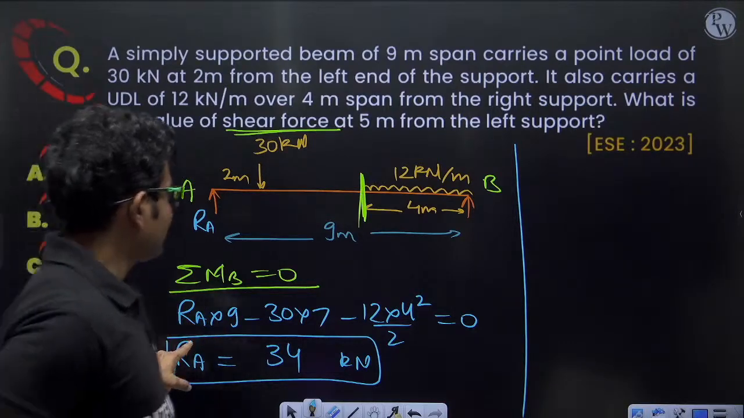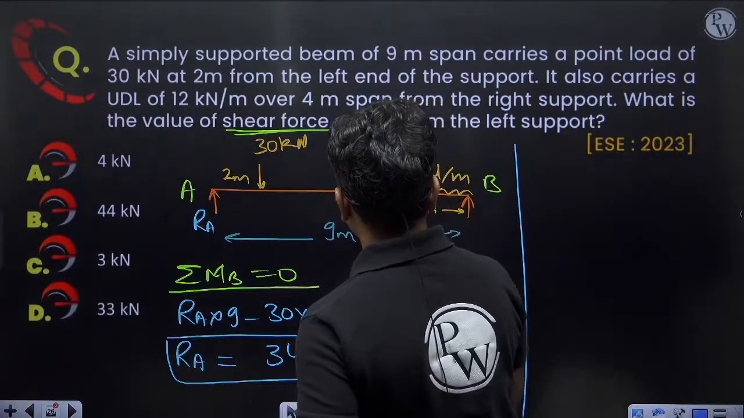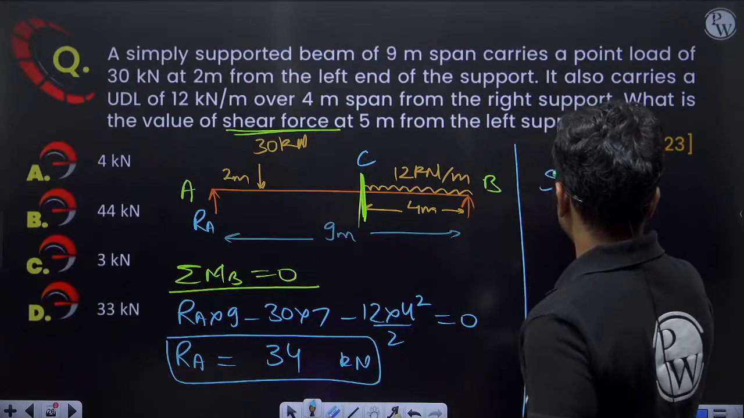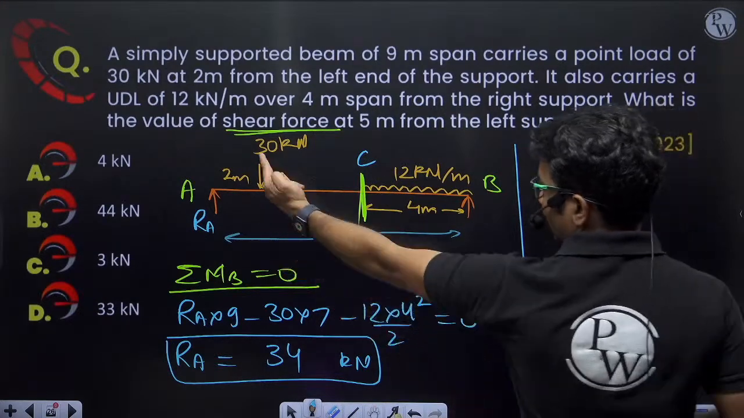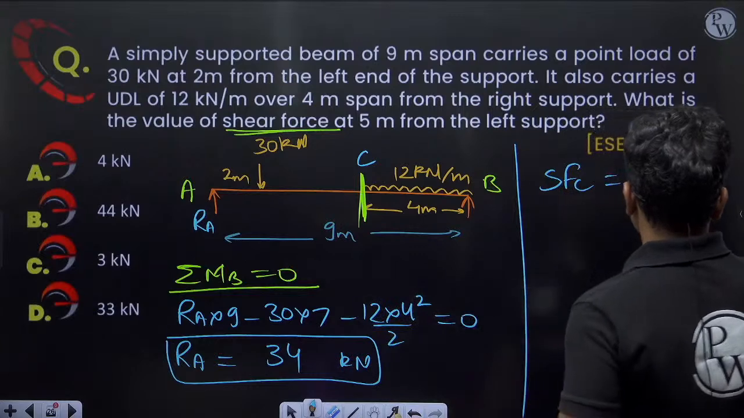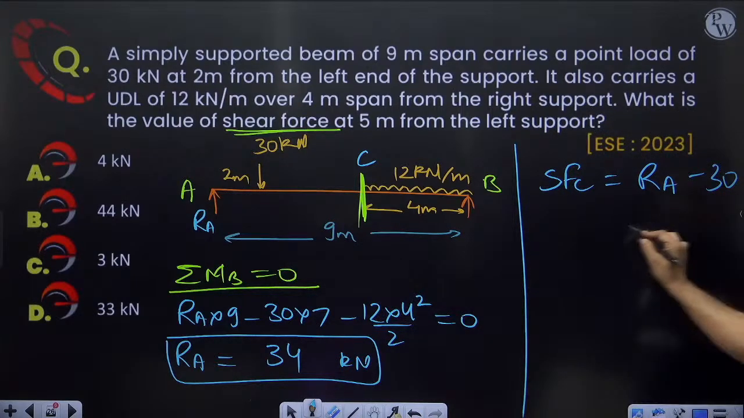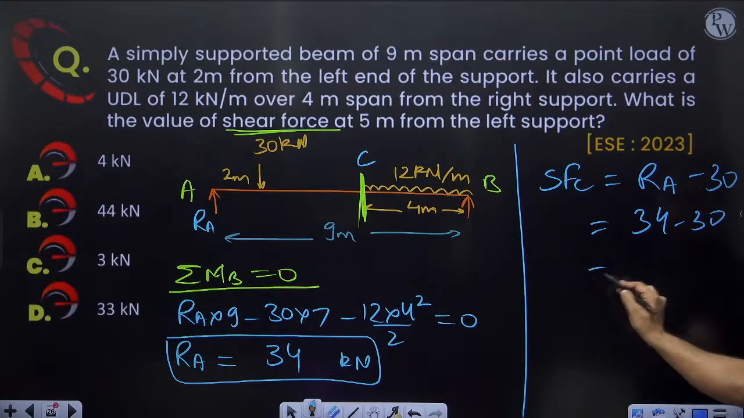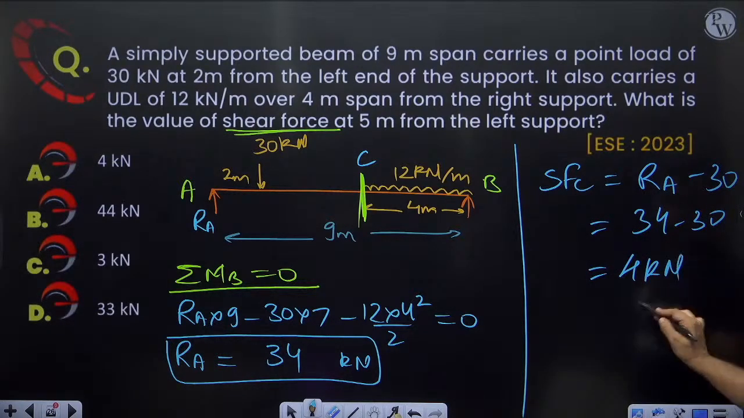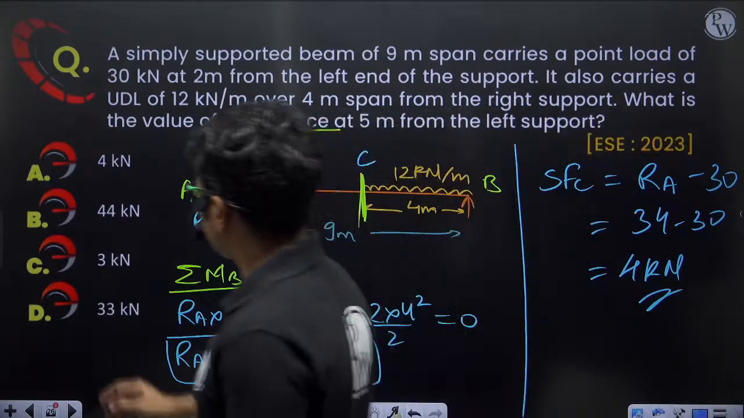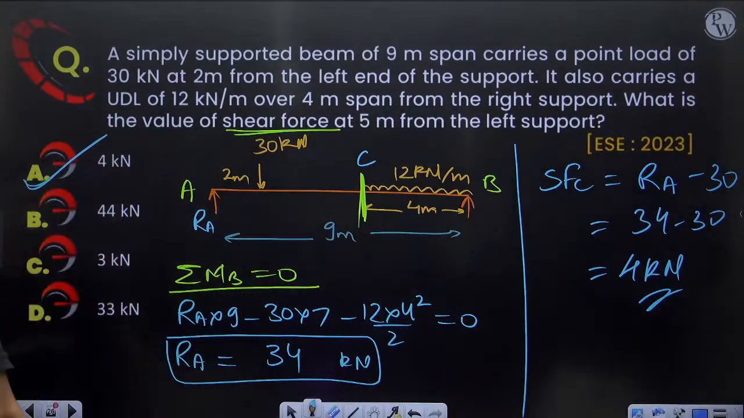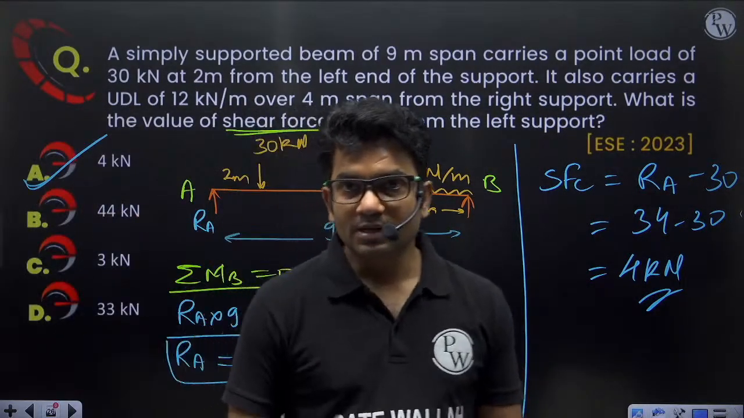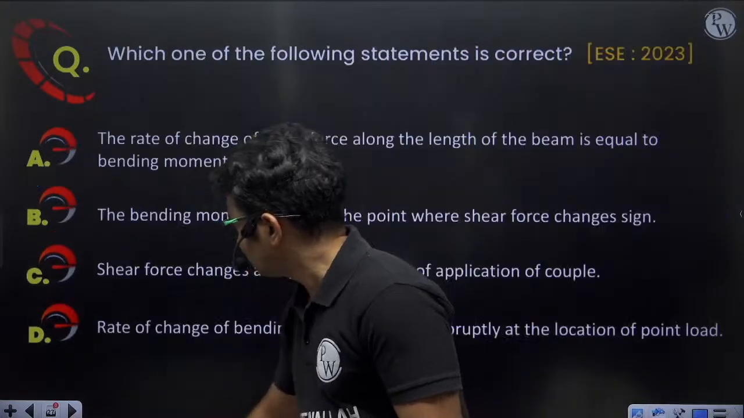This is RA. Now shear force, let us say this section is C. Shear force at C will be equal to RA minus 30. What is the value of RA? 34 minus 30 will be equal to 4 kilonewton. Okay, so correct answer will be option A. Clear? Let's move on to next question.